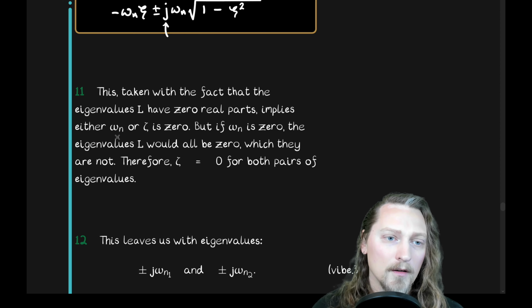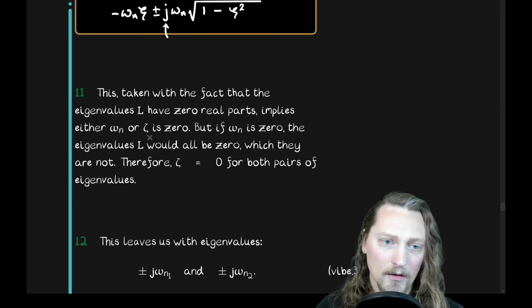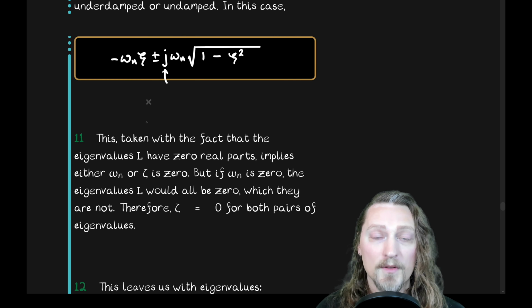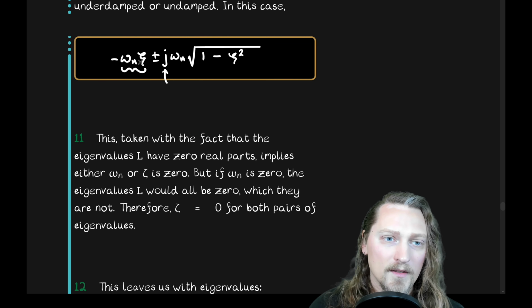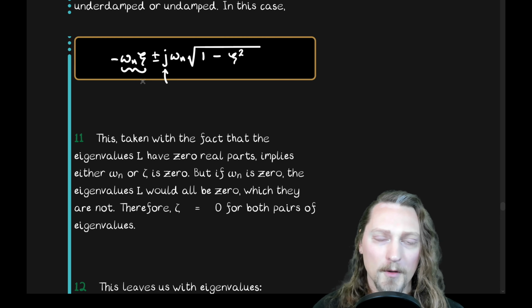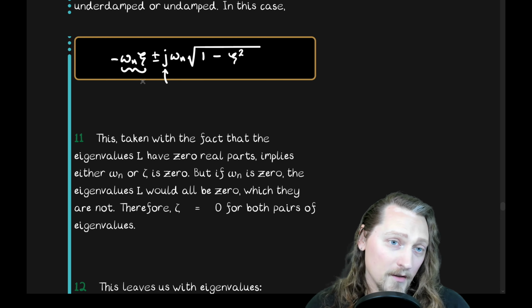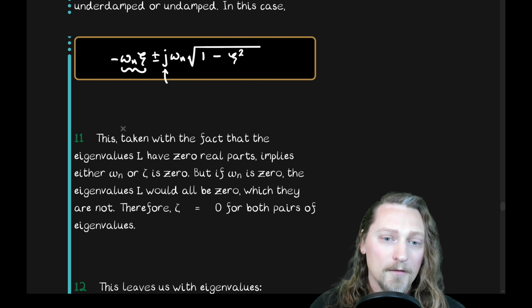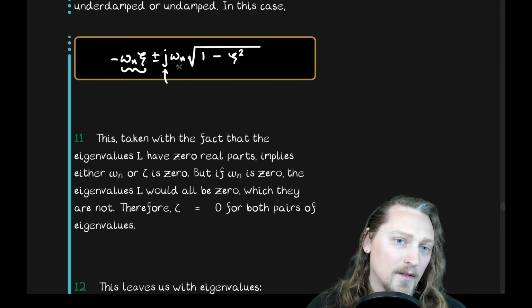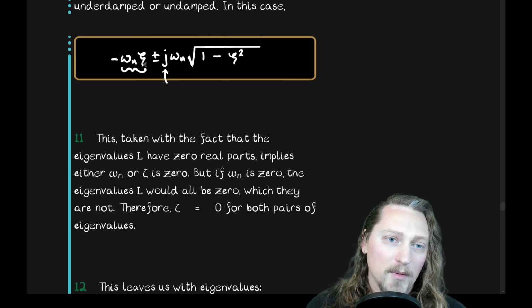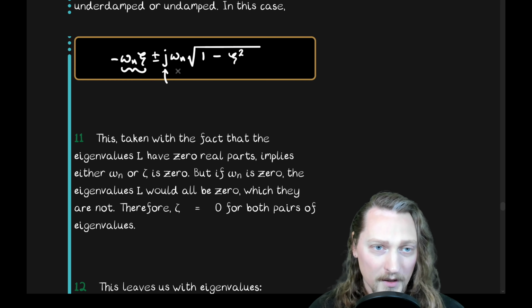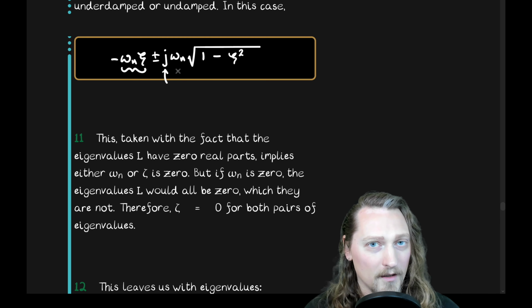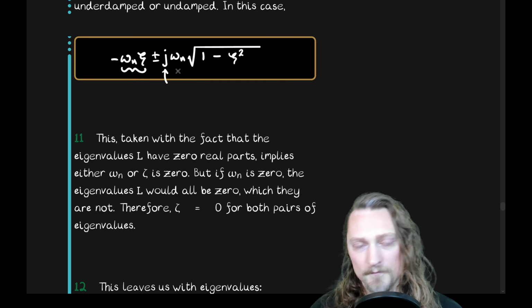This implies that either the natural frequency or the damping ratio associated with each of these modes is 0. The real part is comprised of the product of natural frequency and damping ratio, so if the real part is 0, at least one of those has to be 0. However, if the natural frequency is 0, the eigenvalues would all be 0, because both terms have an omega n in there as a multiplicative factor, and it would create a completely 0 eigenvalue.